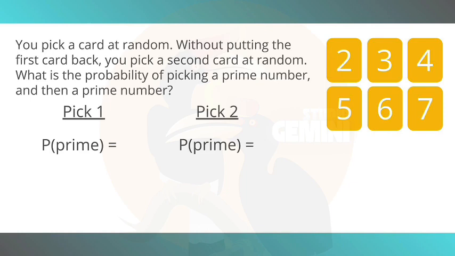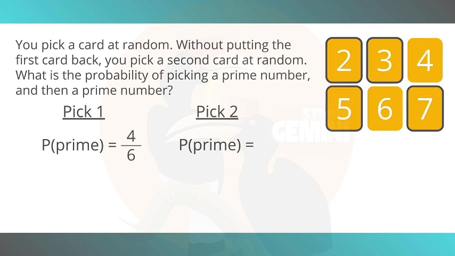The probability of picking a prime number is 4 over 6 since there are 4 prime number cards and a total of 6 cards. To help figure out the second pick, let's say number 2 is chosen. After the first pick, we now have 3 prime number cards and a total of 5 cards. So the probability of choosing a prime on our second pick is 3 over 5 since the first pick impacted the number of cards to choose from. Notice this wouldn't change if we chose 3, 5, or 7 on our first pick instead of a 2. Choosing items from a group and not replacing them creates dependent events.